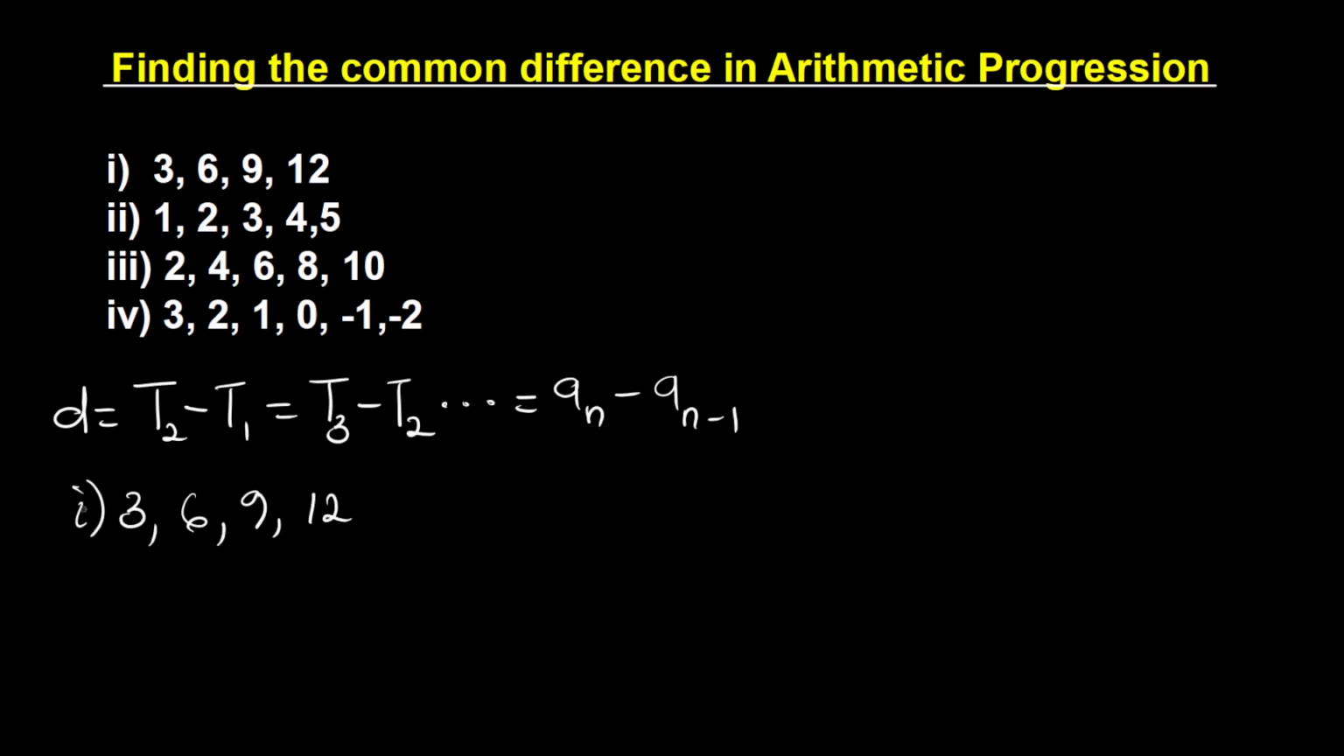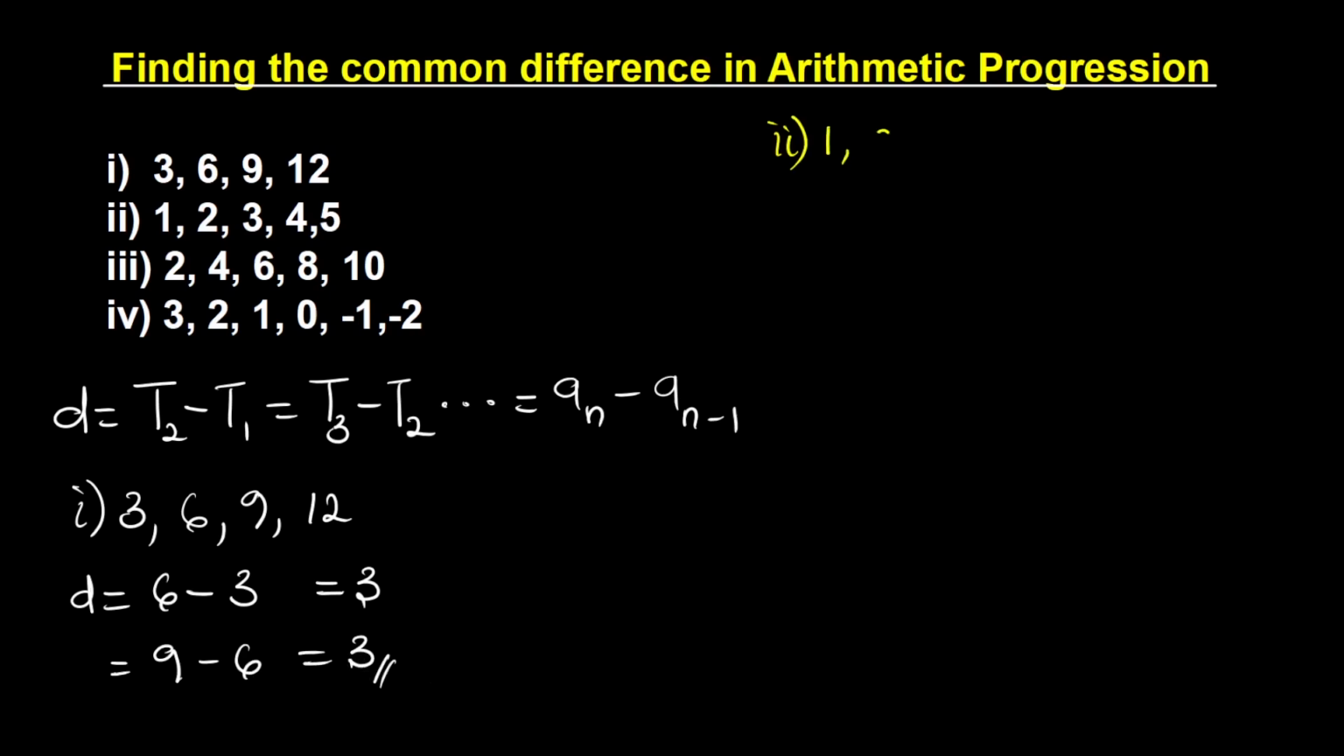From here, we can find our common difference D, which is equal to T2, which is 6, minus T1, which is 3. 6 minus 3 is equal to 3. To further confirm your answer, we can proceed to find T3 minus T2, which is 9 minus 6, which is also equal to 3. So therefore, our common difference is 3.